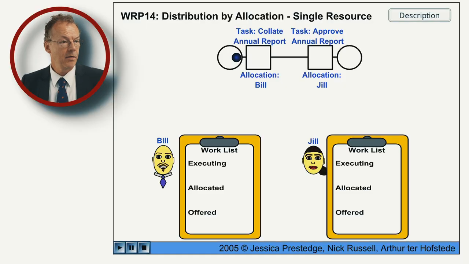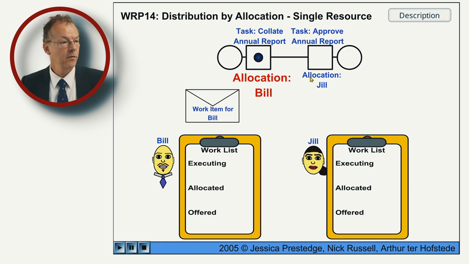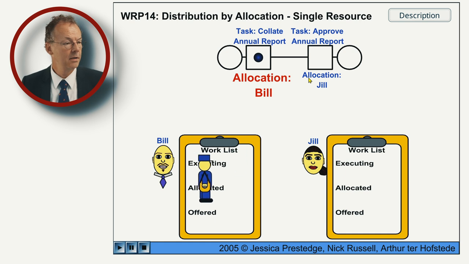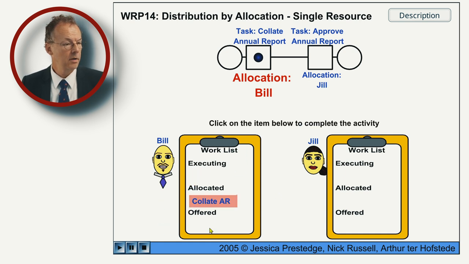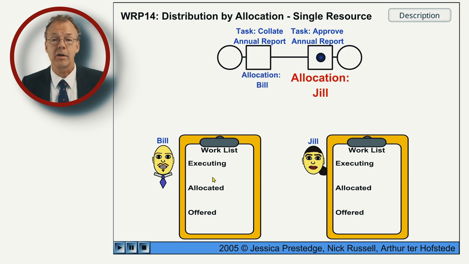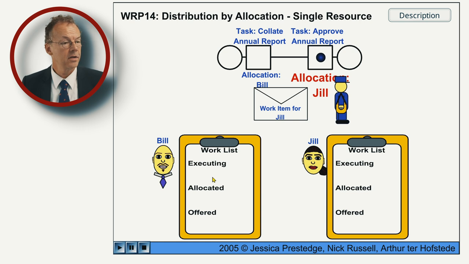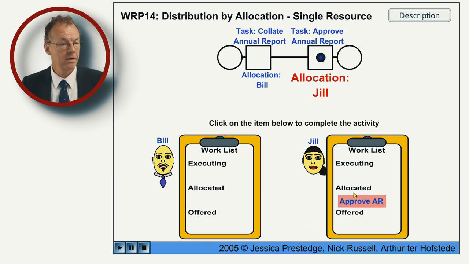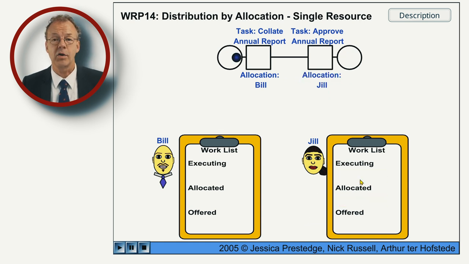So, we have our workflow here, collate annual report and approve annual report, and we start the flash animation. And the first work item is allocated directly to Bill. And so, note that it's not just offered, it's directly allocated. Bill starts it and then completes it. And the second work item, approve annual report, is directly allocated to Jill. She starts it and then she completes it.